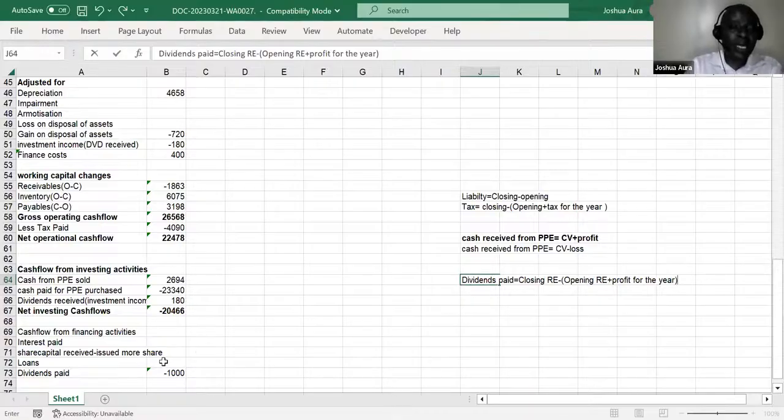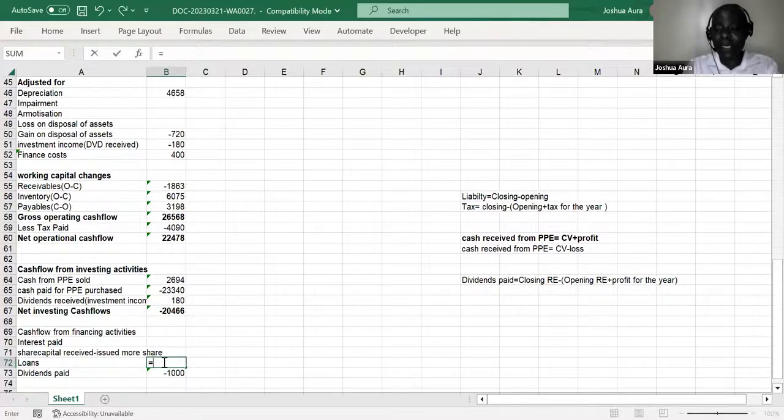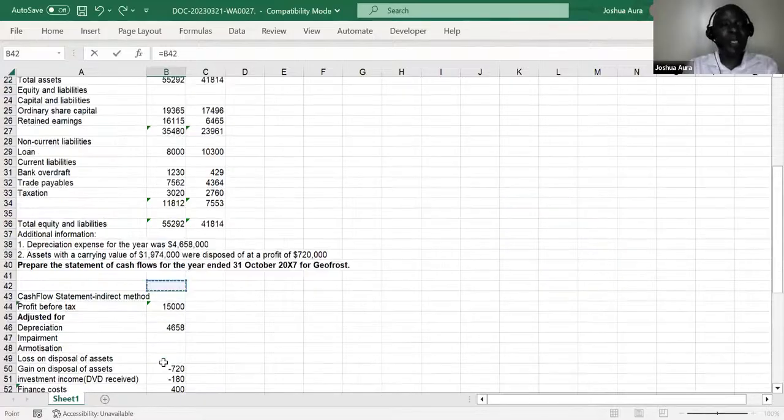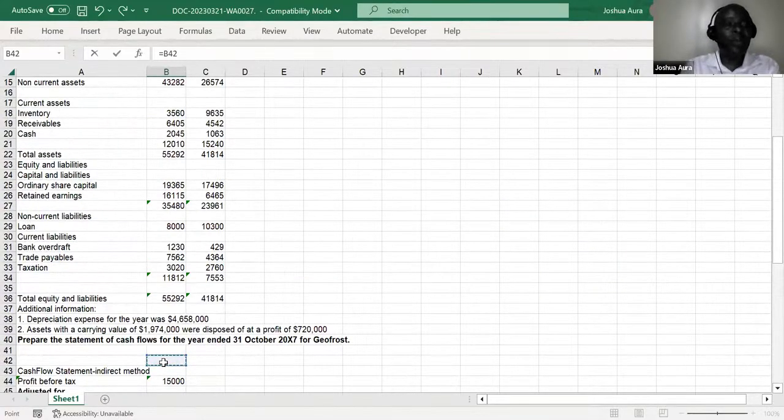Loans will come right away here. Say equals, I'm looking for the loan obligation. Loan obligation, page up. Do I have any loan obligation? Yes. So remember, loans are liabilities, so you're talking of closing minus what here? Minus opening. We're talking of closing minus opening. So we have closing, and then we say minus opening here.